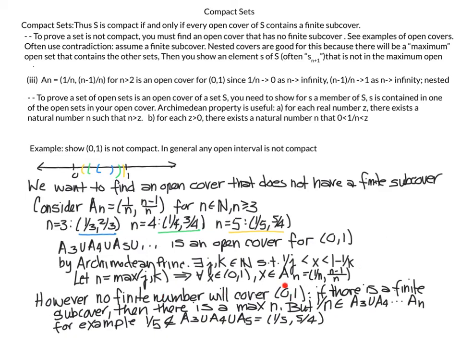And no finite collection will cover (0, 1) because if there is a finite subcover, then there's a max n. But 1/n is not contained in A_3 union up to A_n. For example, 1/5 is not in (1/5, 4/5) because this is the open interval. So no finite subcover will cover the interval.